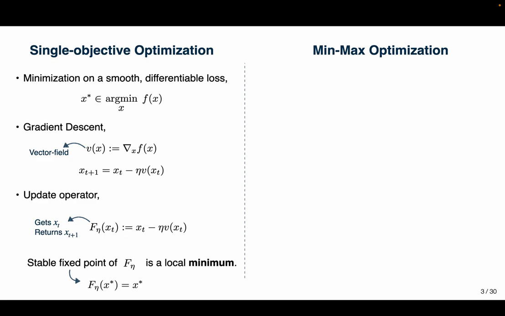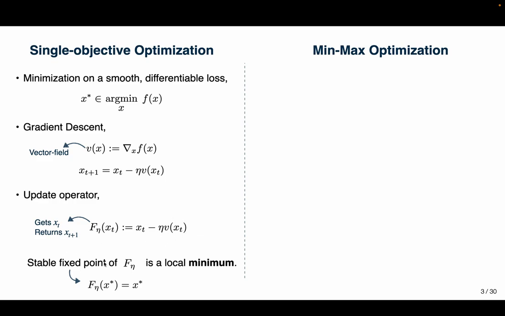And so the update operator of our gradient descent dynamic, we are calling it here F, and F basically, given a current state of our parameters x_t, returns the next state of parameters x_{t+1}. So the next state of parameters is basically the current one after applying one step of gradient descent.